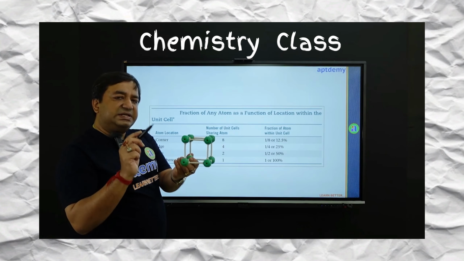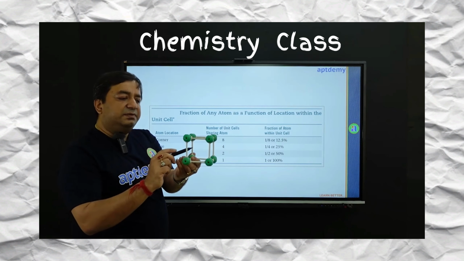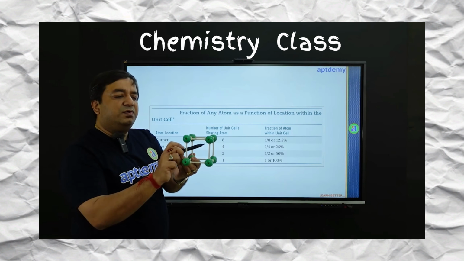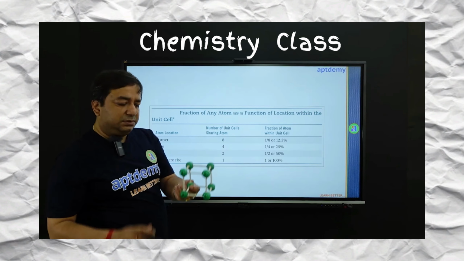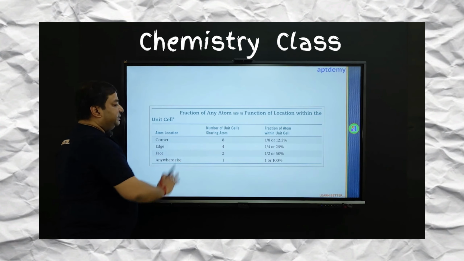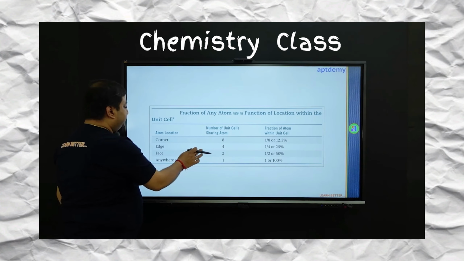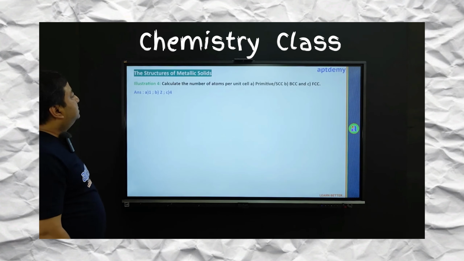Now if you are placing the atom anywhere within the cell, either in the center or over here, the contribution is going to be 1, okay. So that is what has been described in this picture. And now let us consider an illustration.